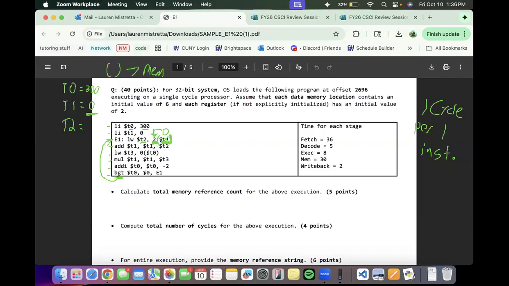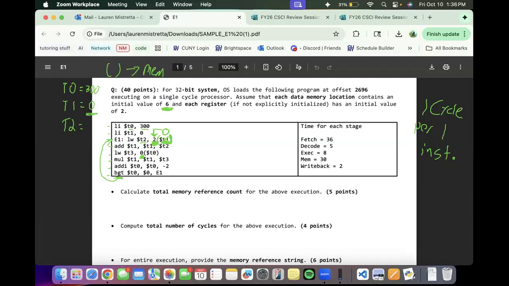Why 2 bytes? Well, we know that in this case, we're going to be having our mem address offset by what's on the outside. And this is done also down here too, which we'll get to. This is not offset by anything because it's by 0. Now, mem address 0 was not given to us directly, but it does say over here, assume that each data memory location contains an initial value of 6.